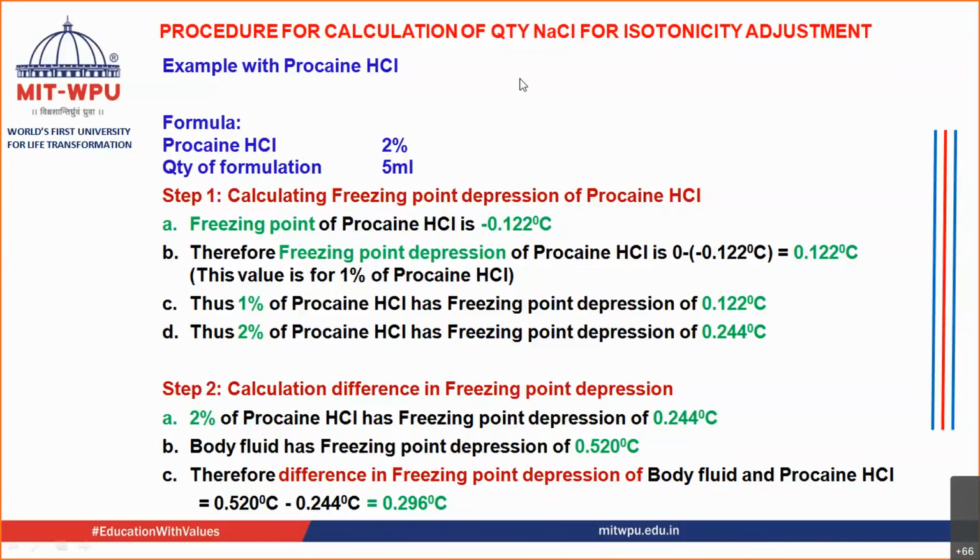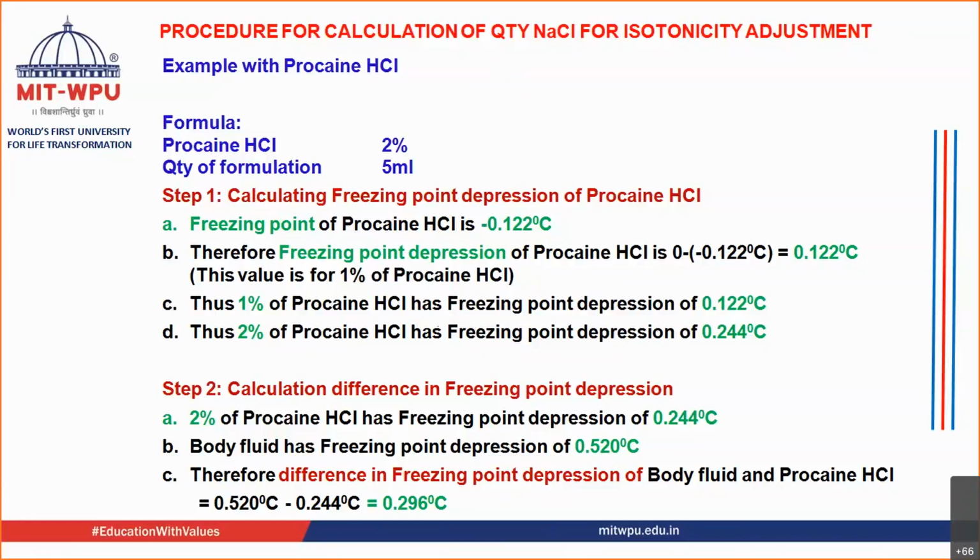How you are going to calculate the quantity of NaCl, instead of directly writing down the quantity of NaCl over there and telling you that this is the formulation, I thought to explain how this freezing point depression method is being used. What I am going to do is take the example of procaine hydrochloride. I am not going to take the example of atropine sulfate. I am going to take the example of procaine hydrochloride.